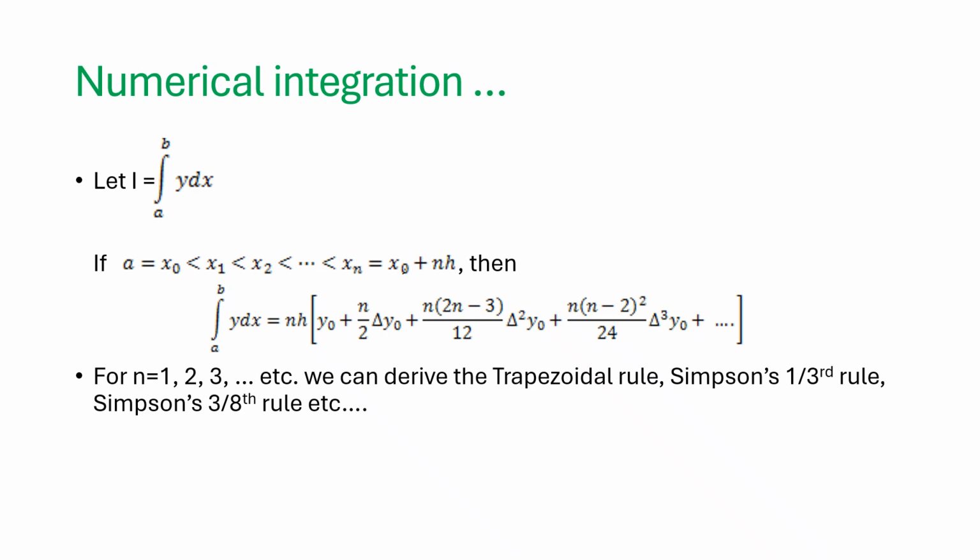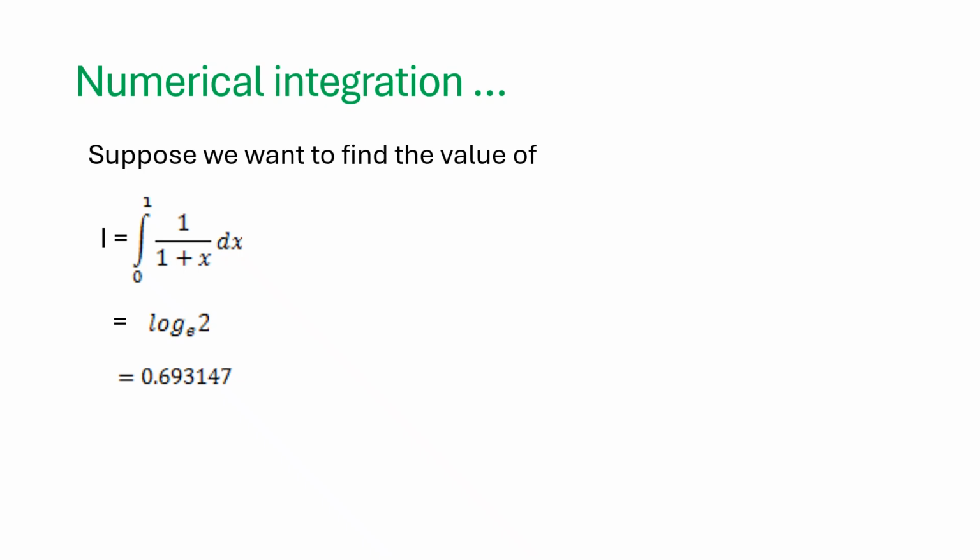Okay, and here a is actually x0 and b is your x0 plus n h. So in short, you can make any number of intervals. So h is the interval of differencing here. Okay, so for various values of n equal to 1, 2, 3, etc. For n equal to 1 it becomes the trapezoidal rule, and for 2 it becomes Simpson's one-third rule, etc.